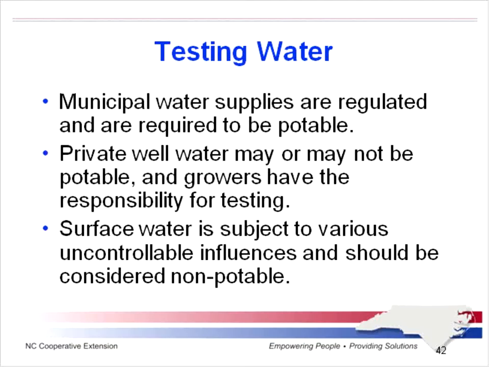Here we're going to start talking about water testing. And again, when we're talking about municipal water supplies, these are usually regulated water supplies that are required to be potable. Private well water may or may not be potable, and growers have the responsibility to test this water. And surface irrigation or surface water is subject to various uncontrollable influences, and that should be considered, that should make it considered non-potable water.